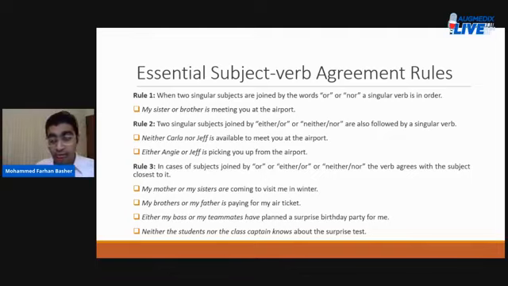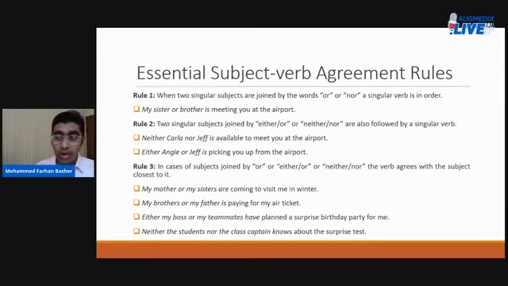My brothers or my father is paying for my air ticket. In this case as well, the first subject is my brothers, the second subject is my father, and the subject closest to the verb is singular, which is my father. Therefore, we say "is" and not "are." So we say my brothers or my father is paying for my air ticket.